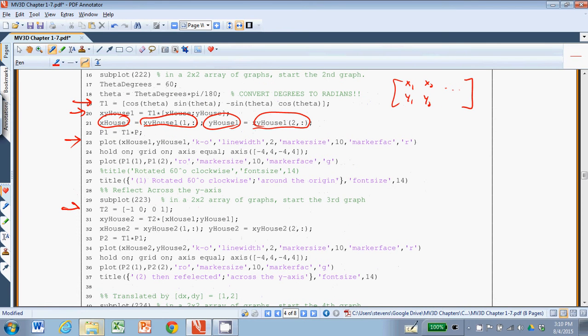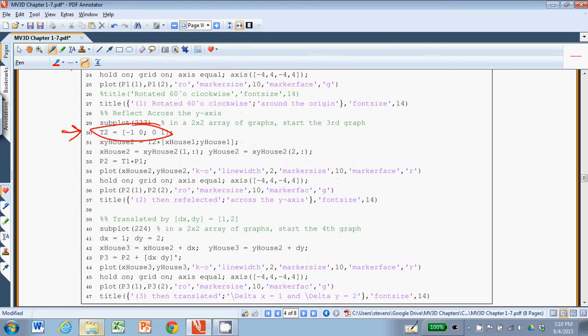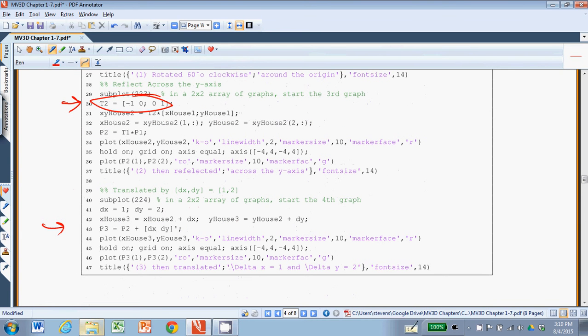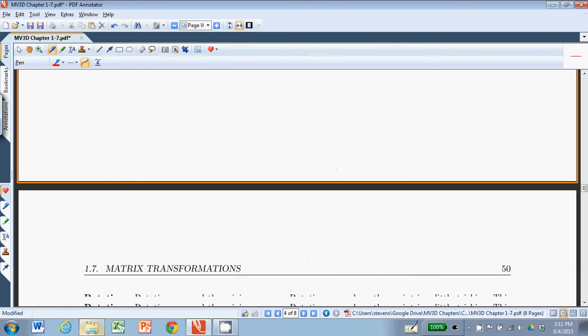And then the exact same process was used for the reflection, where that was my reflection matrix T2. And then my translation was just taking all of the x values and adding dx, which was 1, and then all of the y values and adding dy, which was 2, and that moved my house 1 unit to the right and 2 up.